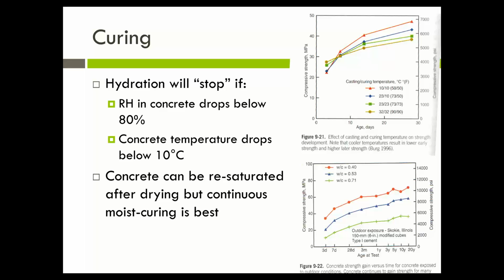In addition to the moisture effect, there is also a temperature effect. That temperature effect is that hydration will stop if the concrete drops much below 10 degrees C. And so you can see our conditions in the top figure, where you cast the concrete at different temperatures and you get different strengths. And those strengths are very dependent on maintaining both the temperature and the humidity conditions.